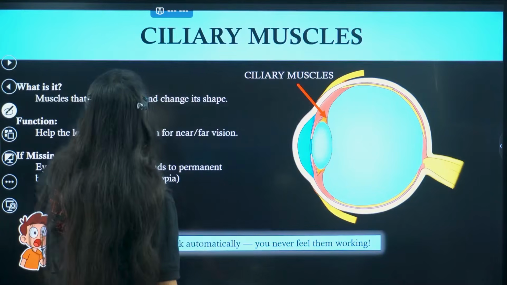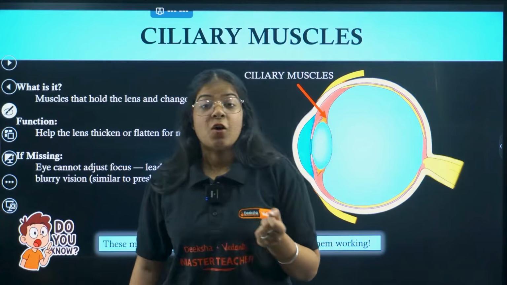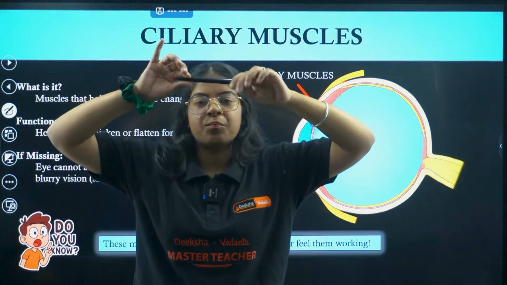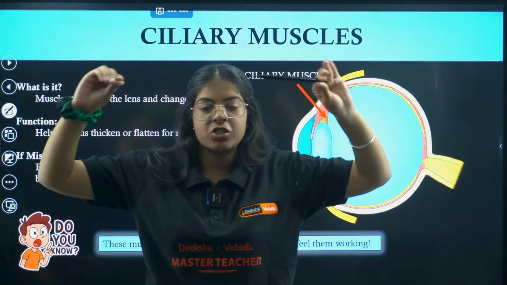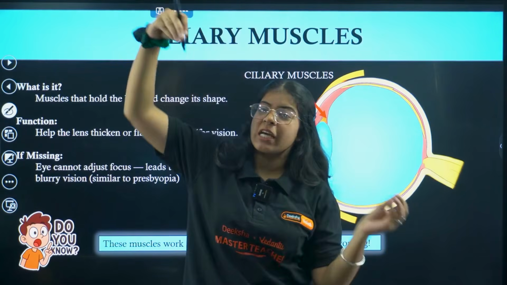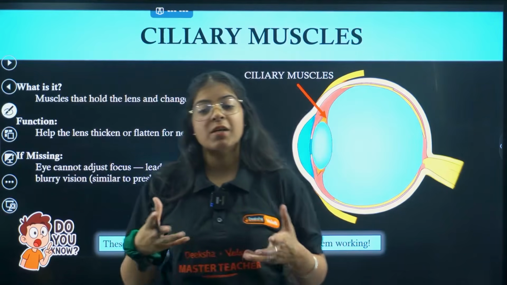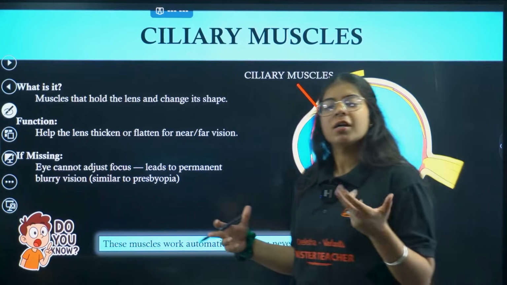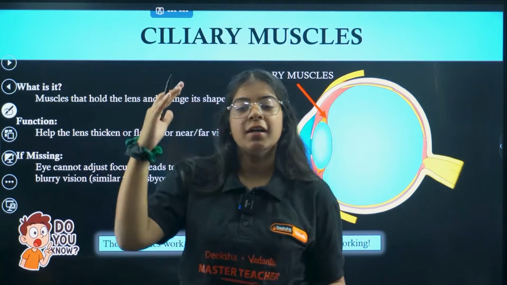Great. Next is our ciliary muscles. What do you call it? Ciliary muscles. Now we have a lens and it is changing its shape. If this is some jelly-like substance or some rubber, I have to use both my hands to change its shape, right? So if the lens is flexible, it needs something to change its shape, correct? What changes its shape is our ciliary muscles. The muscles that hold our lens in place and change its shape are called ciliary muscles. They help the lens get thicker and thinner.